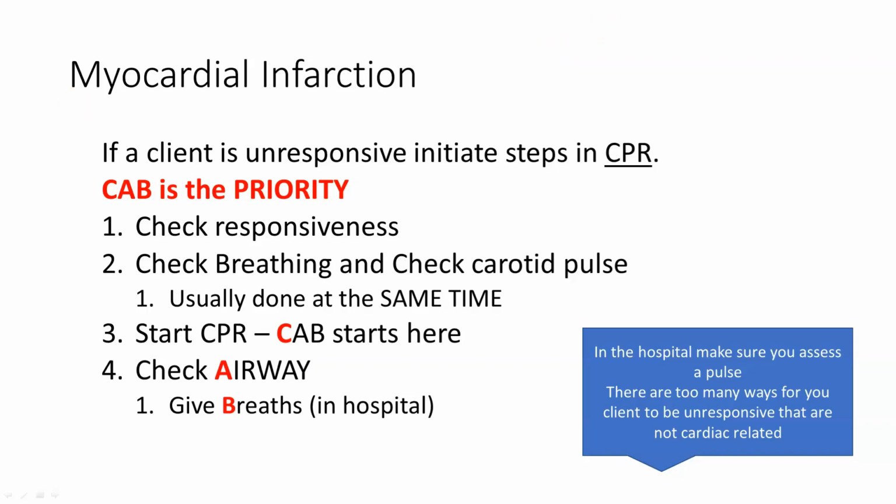Again, we're going to start this process as a CAB if we're just finding them unresponsive. CAB is what we talked about when we talked about VFib, VTach. So think about it. Most people who die from an MI, they don't die because of the ischemia. They die because of the dysrhythmia, which is technically still ischemia. So you're still going to go through the process.